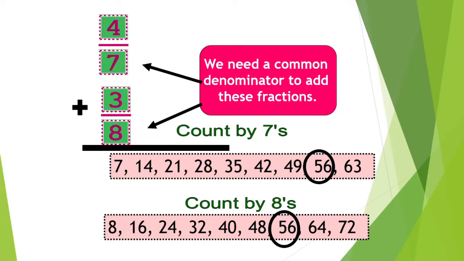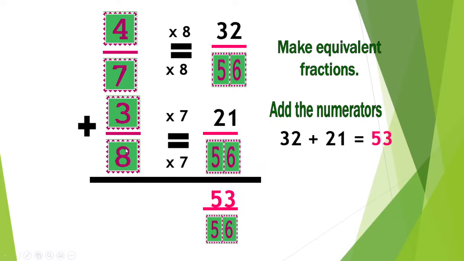How about 4 over 7 plus 3 over 8? 8 times 7 is 56. So 7 became 56 by times 8. So 4 times 8 is 32. Then 8 to 56 is times 7. So 3 times 7 is 21. And so, both have the same denominator, 56. 32 plus 21 is 53. So 53 over 56.